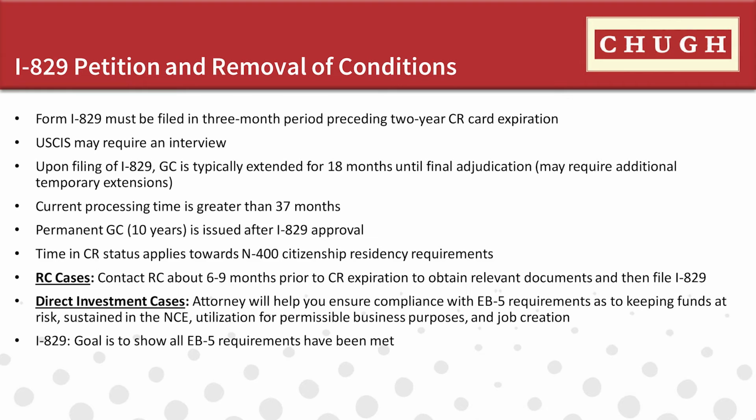So, the I-829 petition and removal of conditions. Once your green card is approved, you're going to get a conditional green card, and your spouse and minor children under 21 get a conditional green card, which is good for 2 years. Within the 3-month period preceding the second anniversary of that card, you need to file a condition removal application, Form I-829. This applies in the case of a regional center or a direct investment.